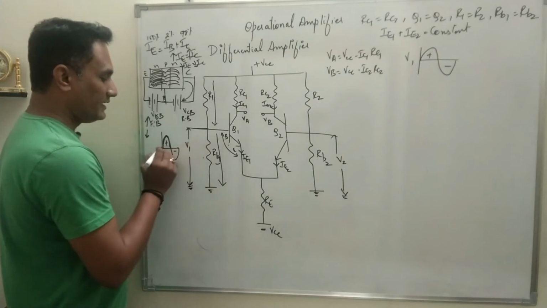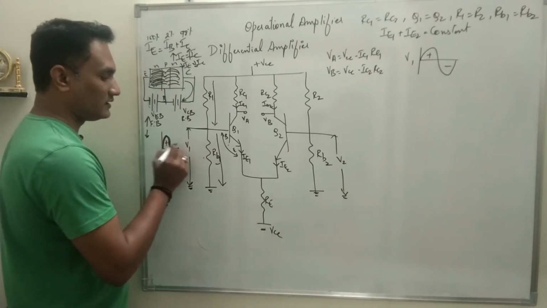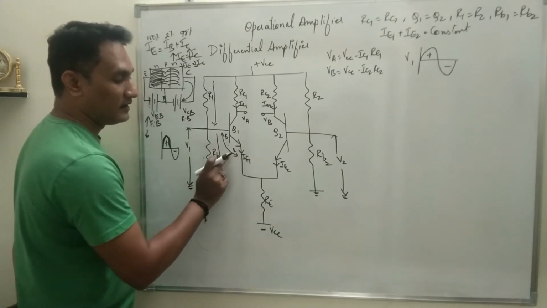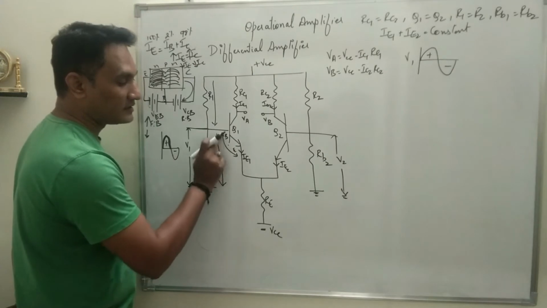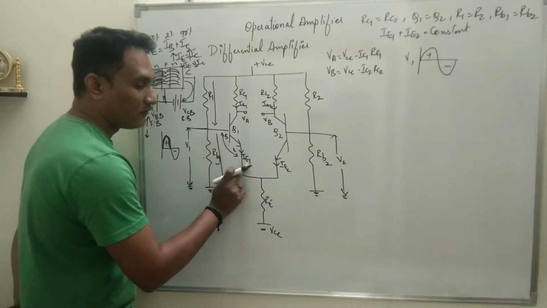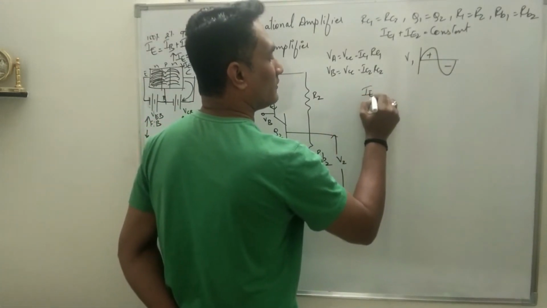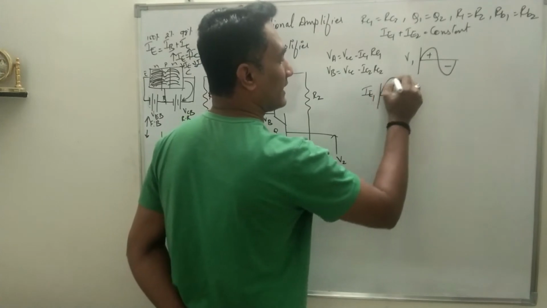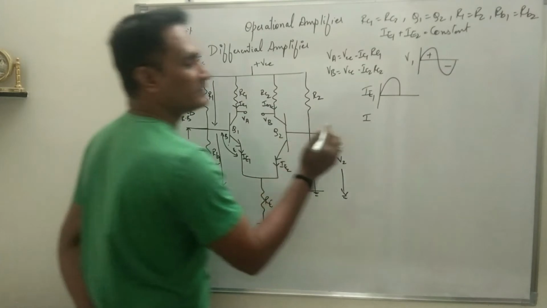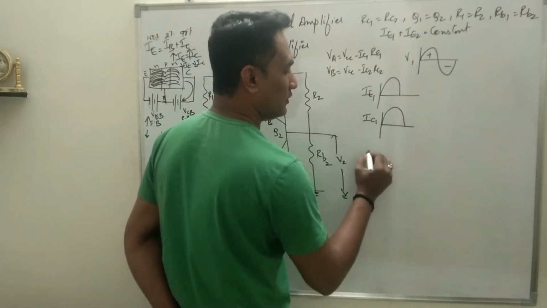So what I said, when V1 is applied during the positive half cycle, the forward bias of Q1, that means the base emitter junction, is more forward biased, and if it is more forward biased, the emitter current IE1 increases. So I draw a graphical representation that IE1 increases. As IE1 is equal to IC, so IE1 equals IC1, IC1 will also increase.